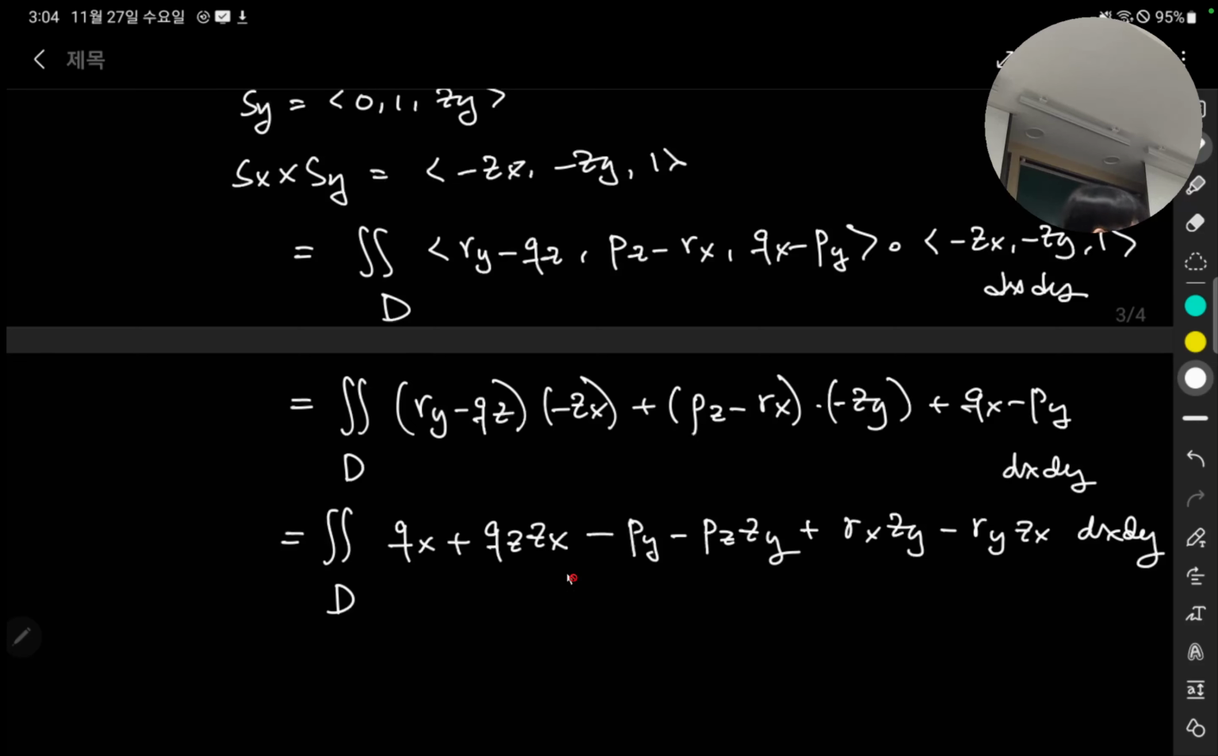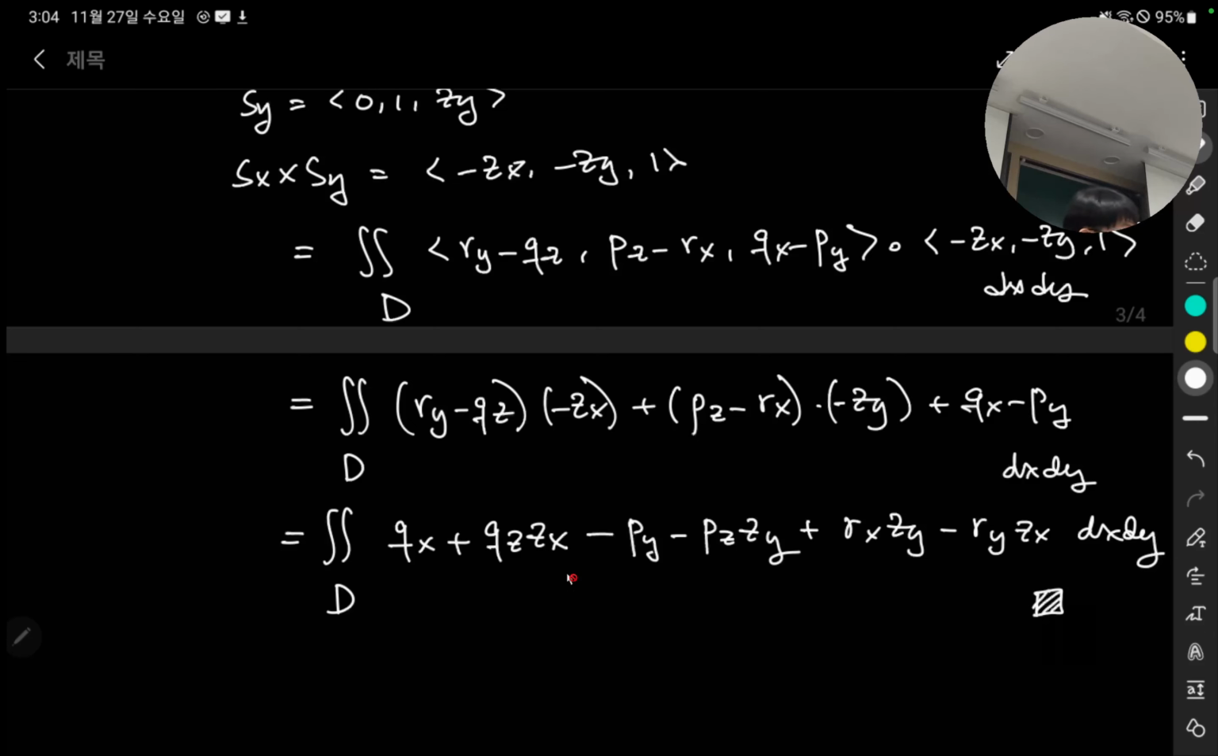So look at this formula and compare it with the formula that we derived from the line integral. They are exactly the same thing. These two integrations are exactly the same thing. So we derived the same formula from the surface integral and the line integral. So they are the same. So that's Stokes' theorem.